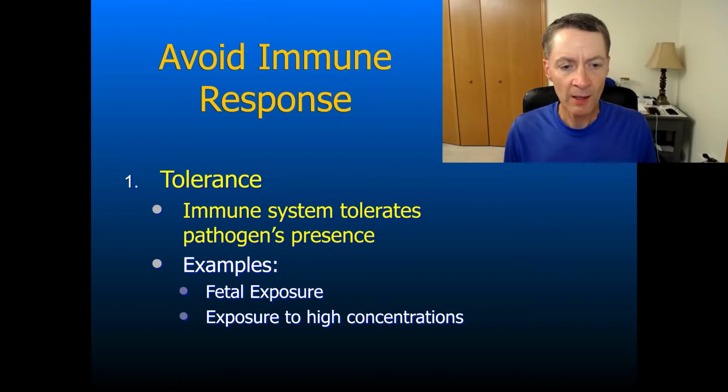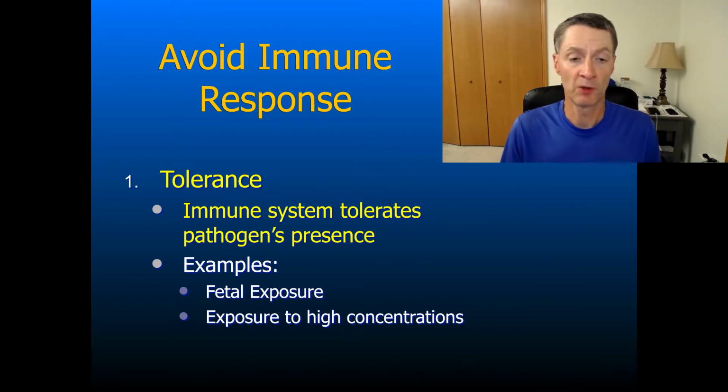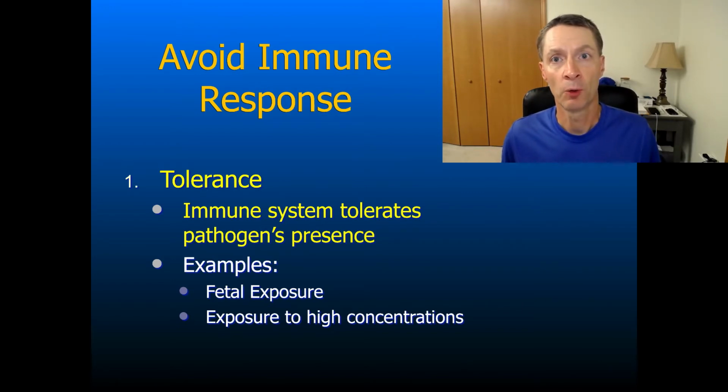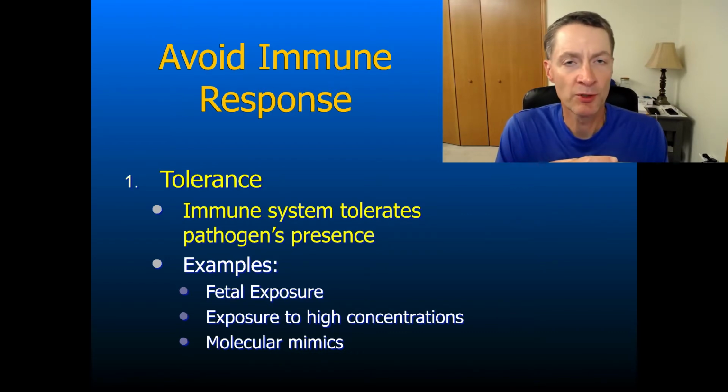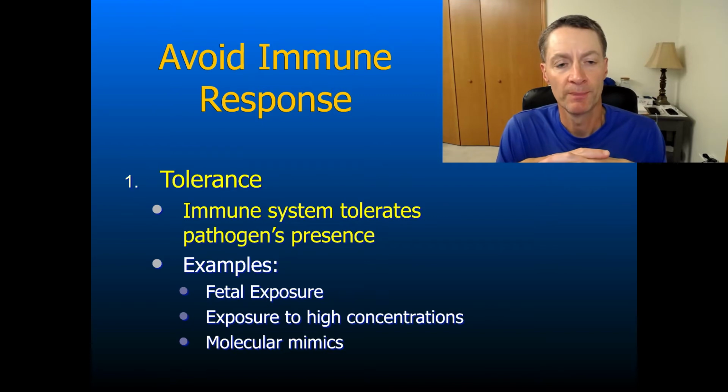Okay? Another reason would be just high exposure, exposure to high concentrations of a particular foreign antigen. So if it happens to be in the system and it's always there, it kind of makes sense that the immune system would come to accept that that must be a normal thing. Okay, and another one that I think is really interesting is molecular mimics.